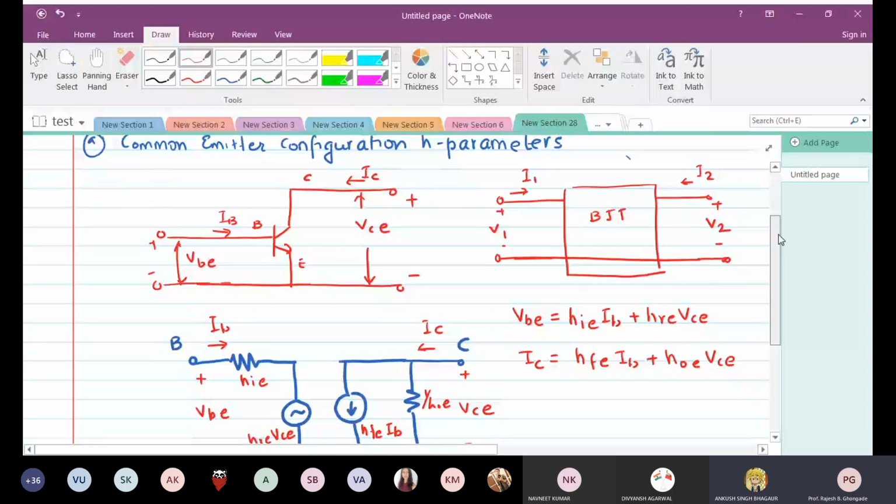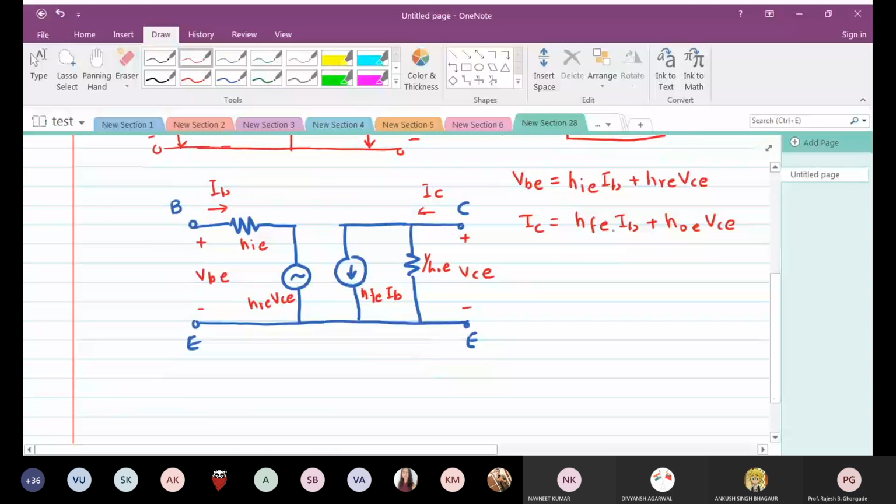So this is the common emitter configuration H parameter model. In simple plain words, your BJT is modeled as a two-port network where the parameters are HIE, HRE, HFE, and HOE. Where HIE is nothing but delta VBE by delta IB when we have VCE constant.